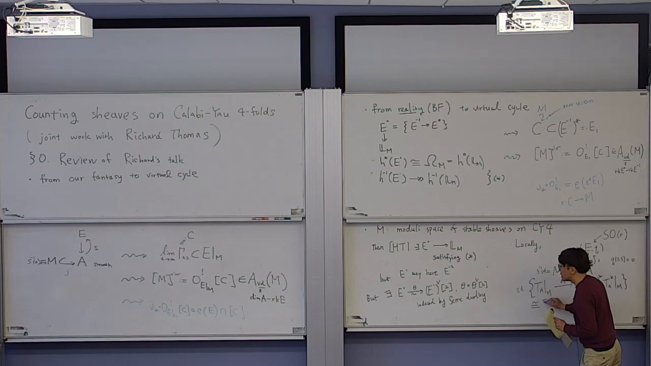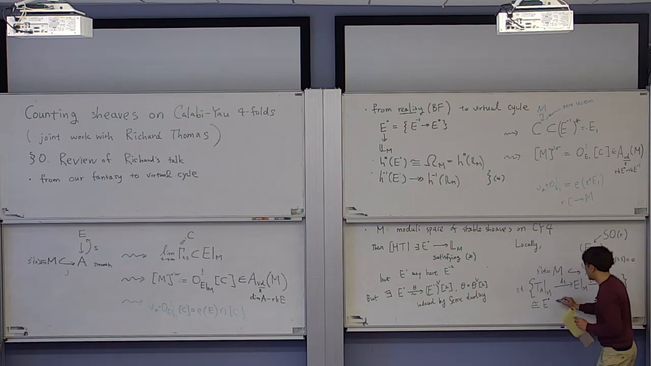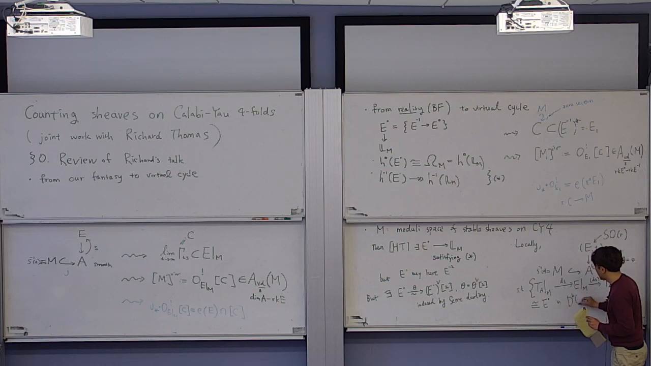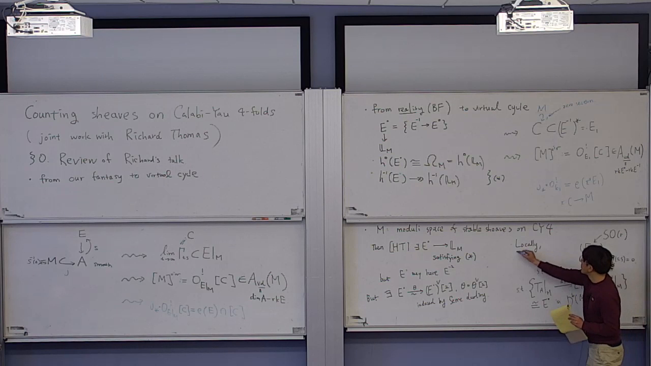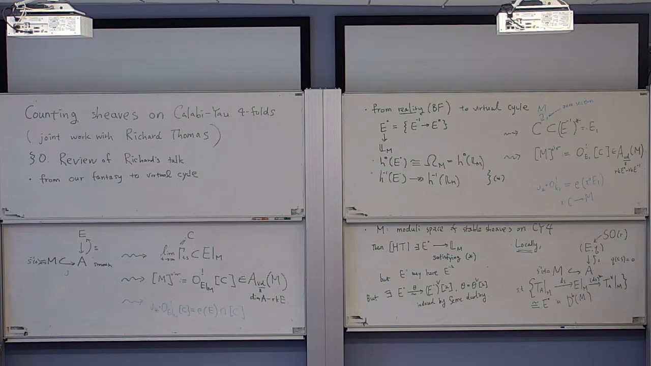Isomorphic to a derived cut. So this is local. Sorry, we're talking about stable sheaves and Calabi-Yau. You haven't given a name to the Calabi-Yau. Oh, yes. So it's X. Okay. Say this is X.